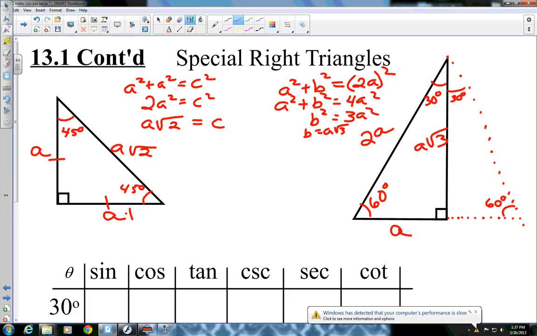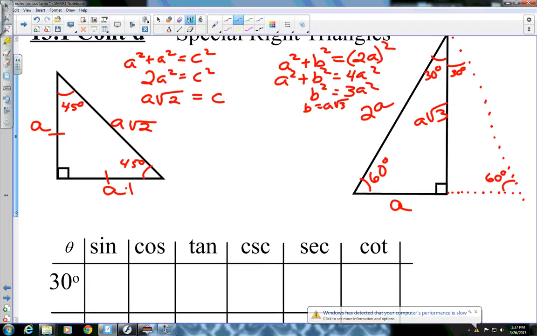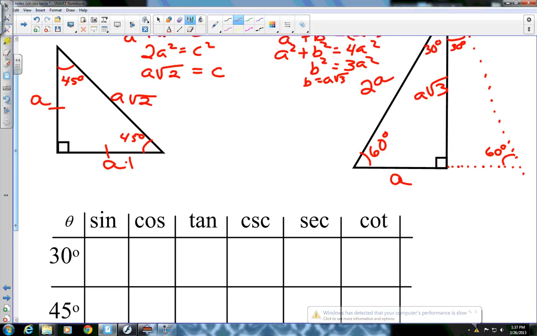Again, that relationship is the same for all 30, 60, 90 triangles, and you're going to be using that in your assignment today. This little blue sheet is going to be your friend. Keep it where you can see it, where you can use it. Now, the second part of this sheet is we're going to look at the trig functions of those three angles.